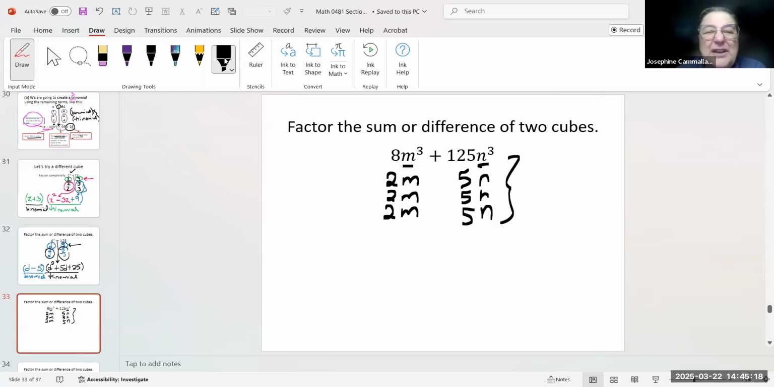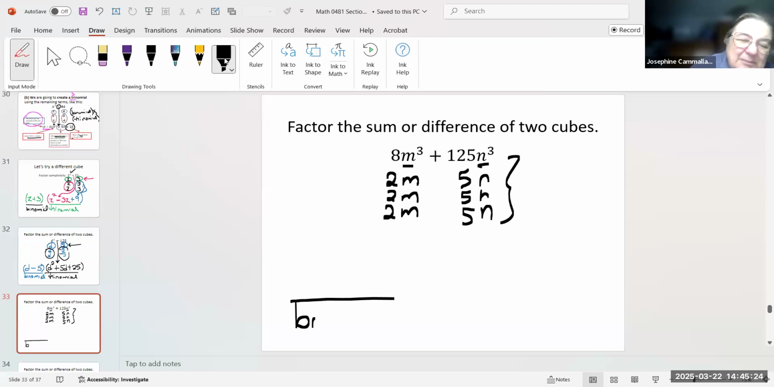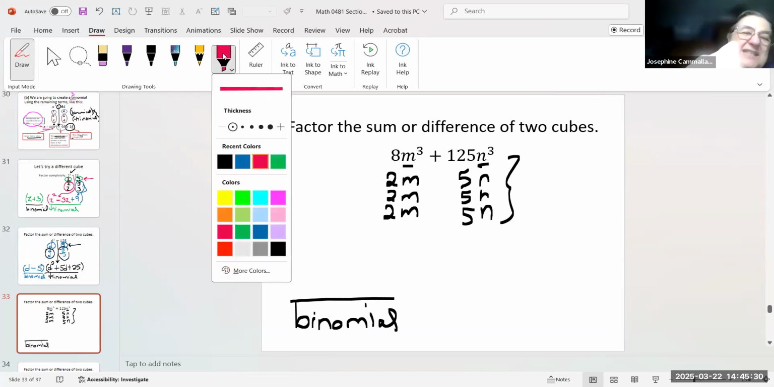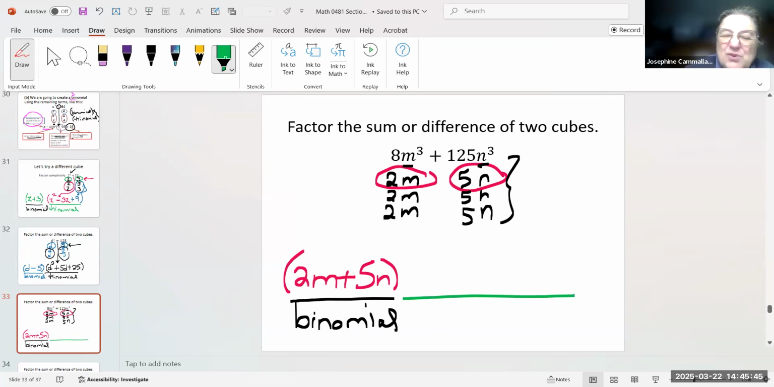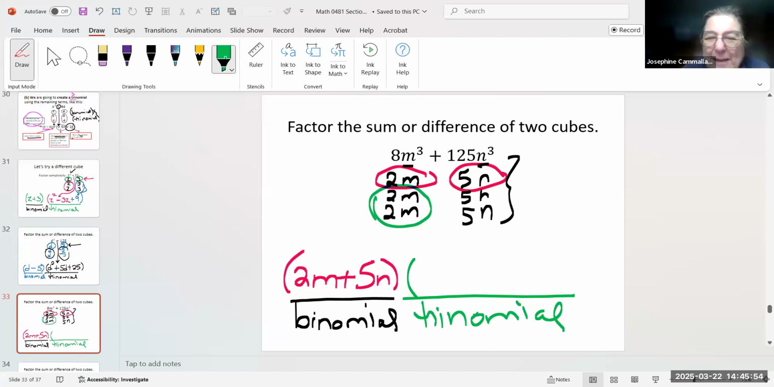This is the hardest part of it all, because now the binomial. Okay, this is going to take a 2m and a 5n, and I'm going to write 2m plus 5n. Well, what follows is a trinomial. Well, that's where these 2m times 2m is 4m squared.